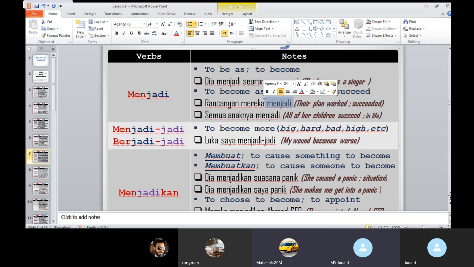Or maybe you made a plan with your friends, maybe to go to a cinema, and you're going to ask them, "Are we going or not?" Jadi ke tak? You can say, "Jadi ke tak?" So, are we going? Jadi ke? Are we sticking with our plan? Jadi ke?